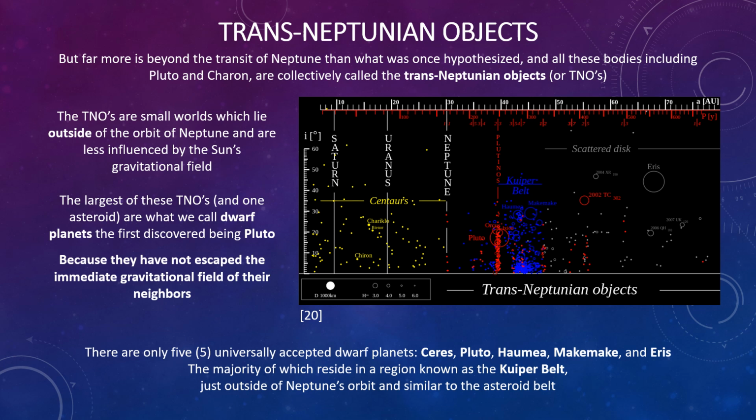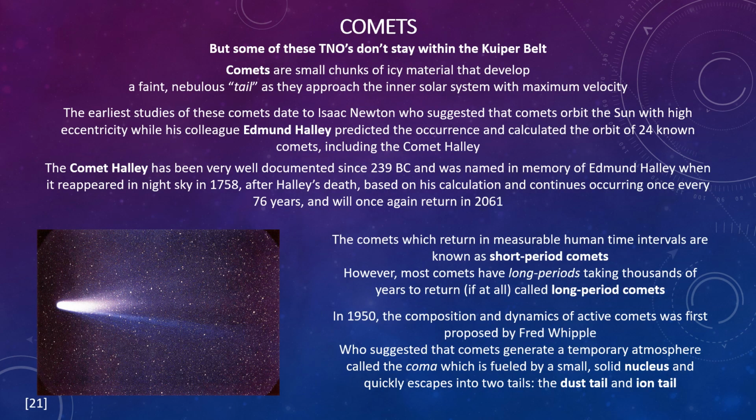And there are only 5 universally accepted dwarf planets: Ceres, Pluto, Haumea, Makemake, and Eris. And the majority of them reside in the Kuiper Belt, which is just outside of Neptune's orbit and is similar in density to the asteroid belt, but with a lot more icy bodies. But not all of the trans-Neptunian objects stay out in the Kuiper belt. Some of them dive into the solar system because they are on very eccentric orbits.